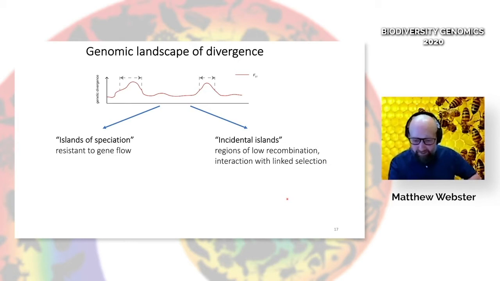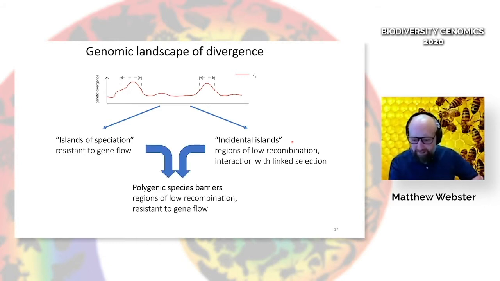So just to conclude, as I mentioned in the beginning, there are 2 main explanations for these islands of divergence: either regions that are resistant to gene flow, or those that are found in regions of low recombination and are generated due to linked selection. And I think our results suggest a way to synthesize these views, where we find evidence of islands that are shaped by both forces, whereby linked selection can be important in forming genomic islands and facilitate the buildup of incompatibilities that then form barriers to gene flow in sympatry.